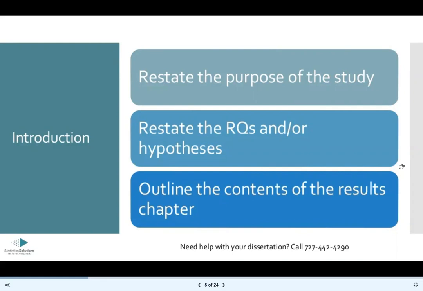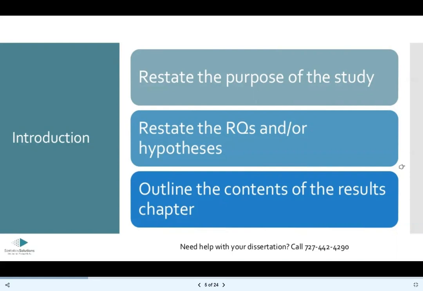So when you restate your purpose of the study, this is something that you would have already done earlier on in different chapters, so you can pretty much pull from there. It can be done either verbatim or it can be a short summary of what you've already stated earlier. And this is just important because it sets up the reader with a reminder of what the purpose is. So you're kind of looking back, reminding them what you've already discussed, and looking forward by outlining what you'll be talking about in the chapter to come.